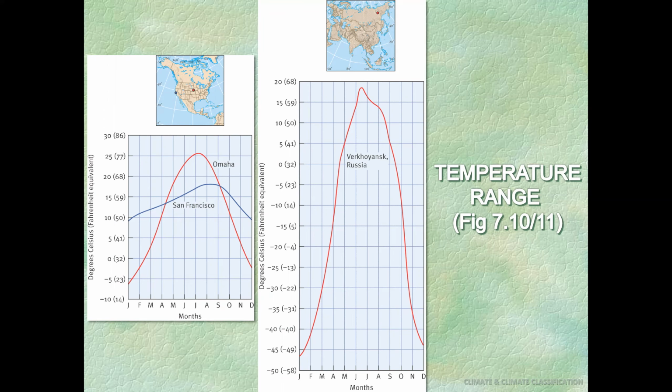The idea that Omaha is in the middle of the continent of the United States, and therefore it has a hotter summer and a colder winter compared to a similar city at a similar latitude like San Francisco, which is affected by the ocean. Therefore, it doesn't get as hot in summer, but clearly doesn't get as cold in winter. Or a city like Verkhoyansk in the middle of Siberia, which has an even greater temperature range from winter to summer.